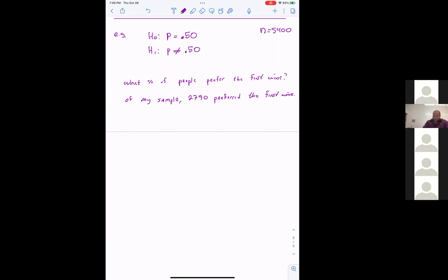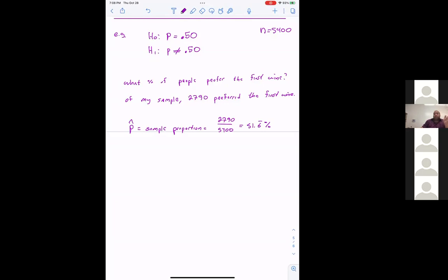Oh, I was just going to say it's slightly over 50%. So P, the true value, is 0.50. P hat, which is my sample value, is 2,790 over 5,400. And if I go to my calculator and compute that fraction, it's equal to 51.6 repeating percent.